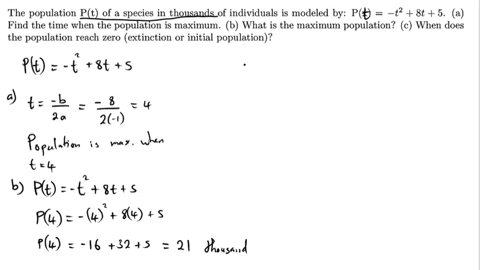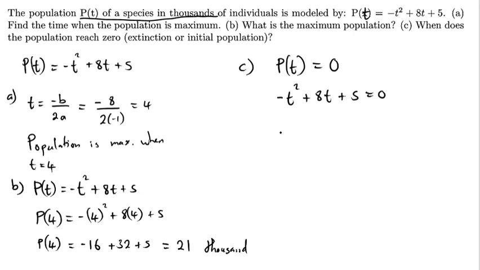Alright, so part C now says, when does the population reach 0? Either extinction or initial population. So when does the population P of t reach 0? Let's find the time, meaning that we equate the quadratic equation to 0. So this is equal to 0.